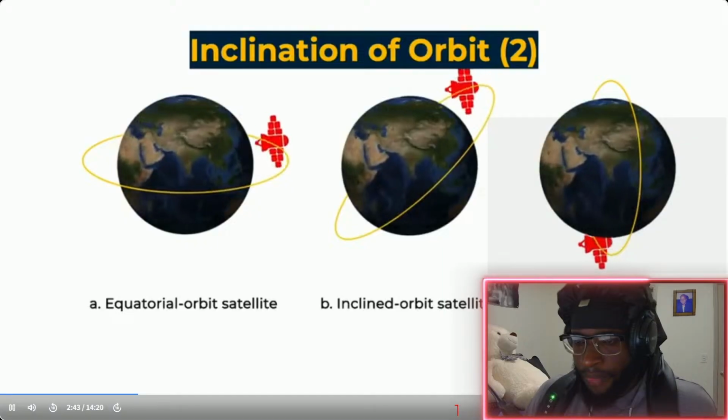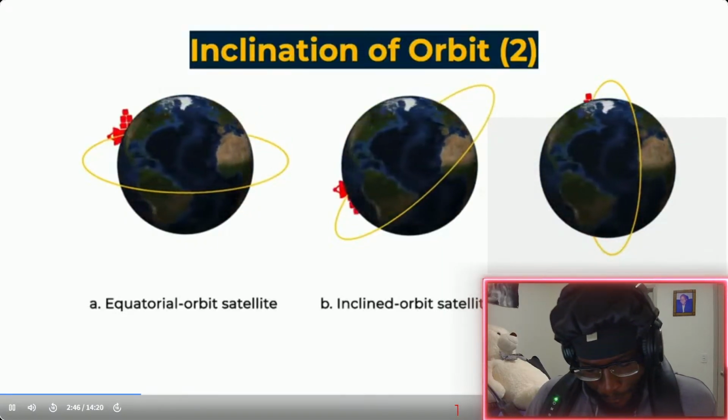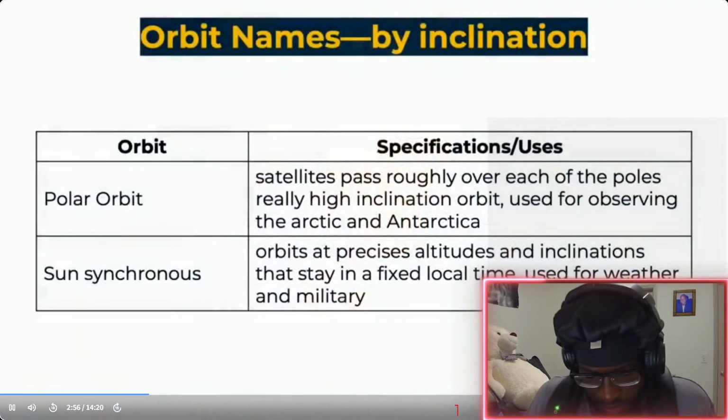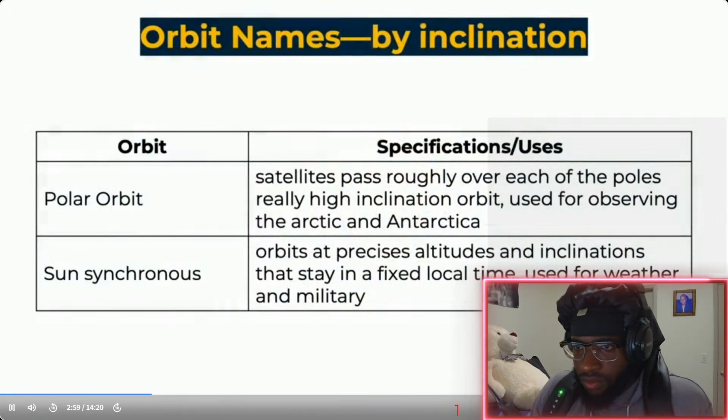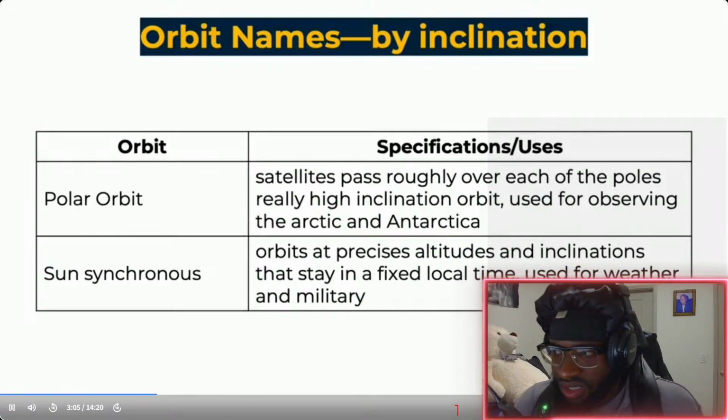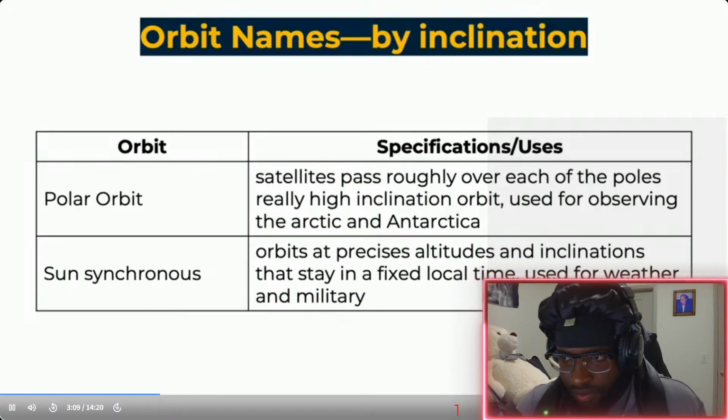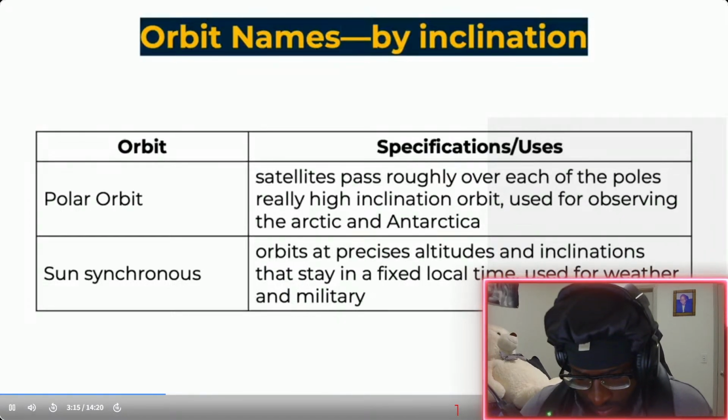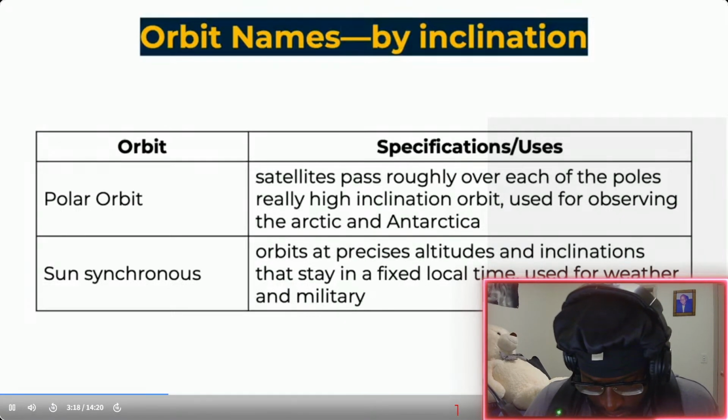Polar orbits have basically the characteristic that they go over the entire Earth. If they pass over the poles, that means they're going from pole to pole and they're covering the entire globe. And so if you want to see the entire globe, then you want a really high inclination orbit. And most weather satellites want to see the entire globe, and so they usually have really high inclination orbits. Then there's this special orbit called a sun-synchronous orbit, which we basically put at a very precise altitude and inclination that stays in a fixed local time.